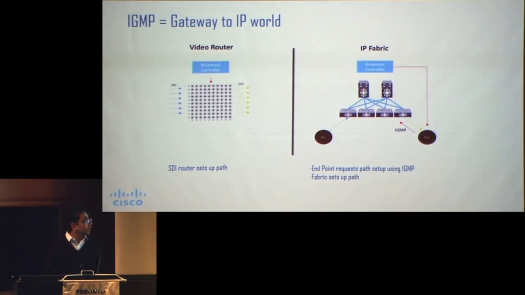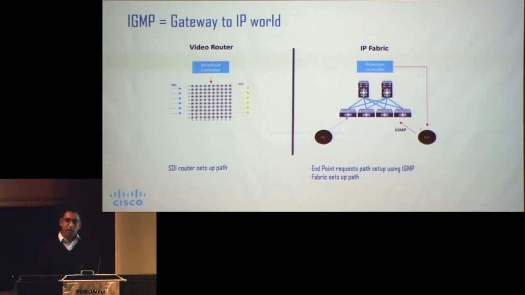So as we saw earlier, let's say in a typical SDI world, the broadcast controller will decide whether the stream flows from the source to the destination. What the broadcast controller will do is program the cross connects in the SDI router, and the stream will start flowing.